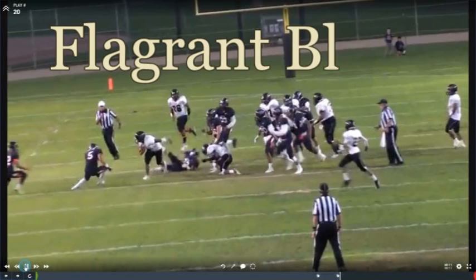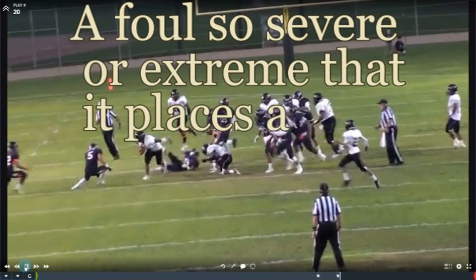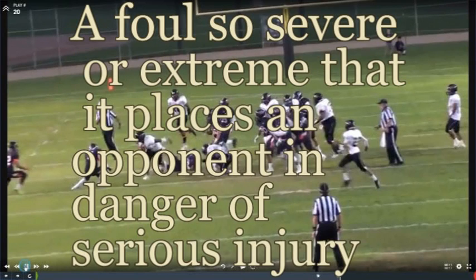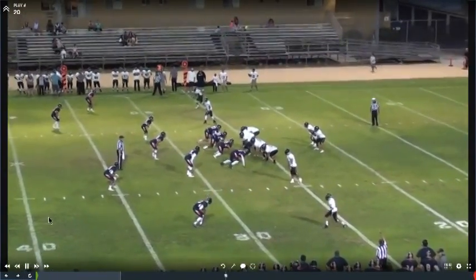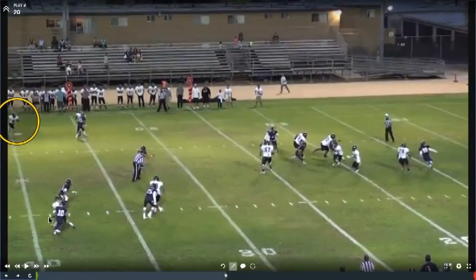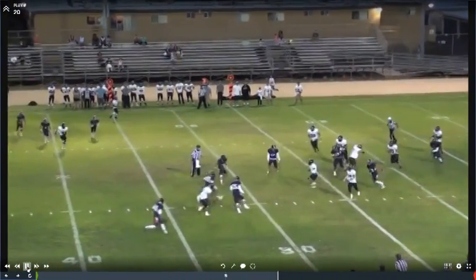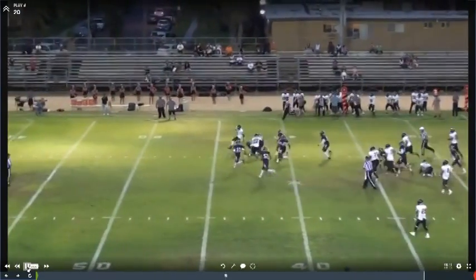This next play involves a flagrant foul for a block below the waist. Let's remind ourselves what a flagrant foul is. Let's take a look at the play. Now this isn't a great angle for this foul, but I'm going to run it in real time, get a first look at it. Los Amigos number 5 is going to take out the Cyprus player number 42 below the knee. As I said, you're not going to see it that well here, but when you see it from the end zone, it'll become very apparent.